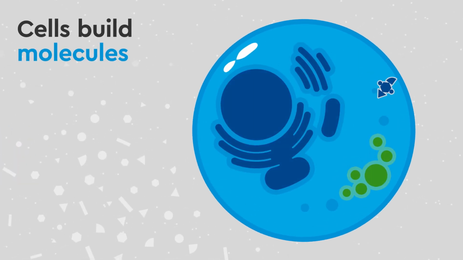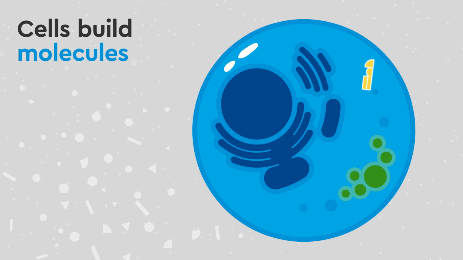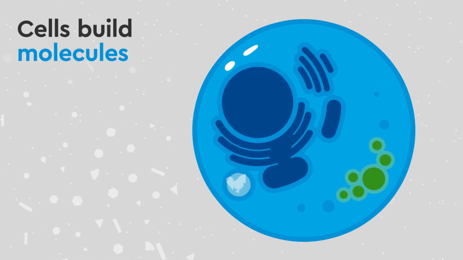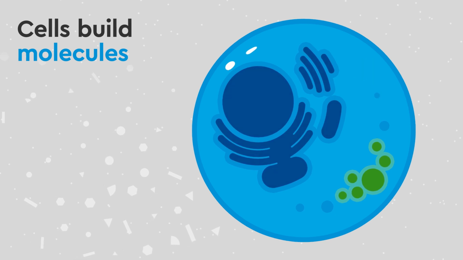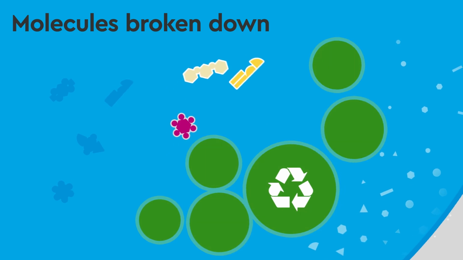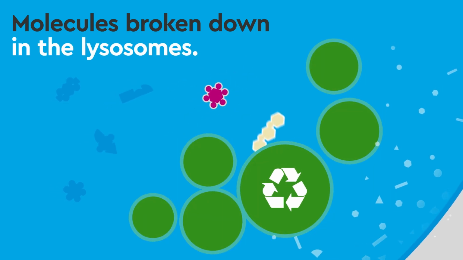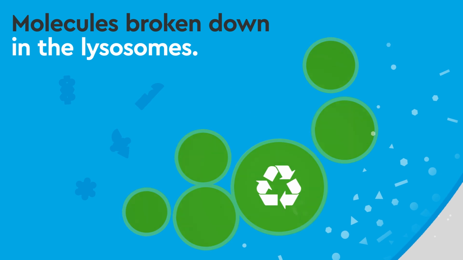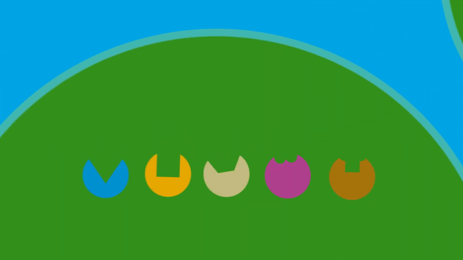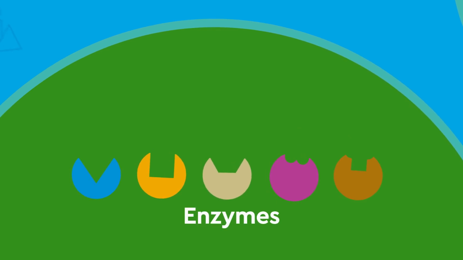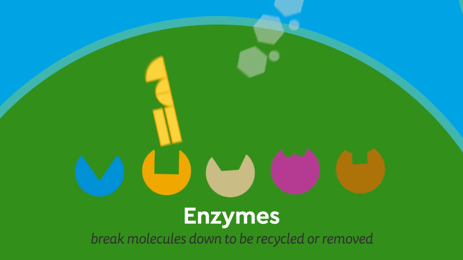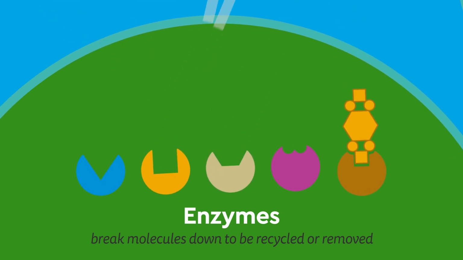Our cells build all types of molecules for regular, day-to-day use, building molecules from smaller pieces. When molecules become old, damaged, or unneeded, they are broken down by the lysosomes, the recycling centers of the cell. In the lysosome, tiny molecular machines, called enzymes, break down the old molecules into smaller pieces so that they can be sent off to be recycled or removed from the cell.